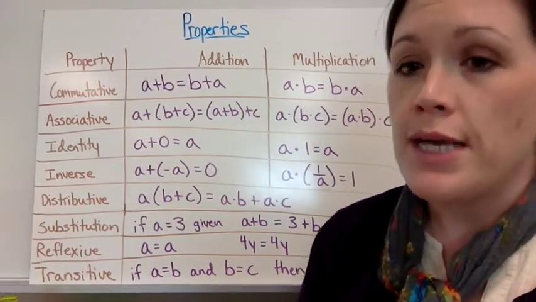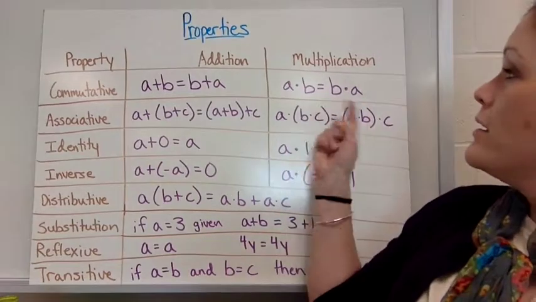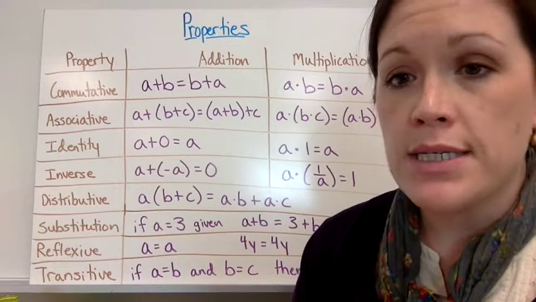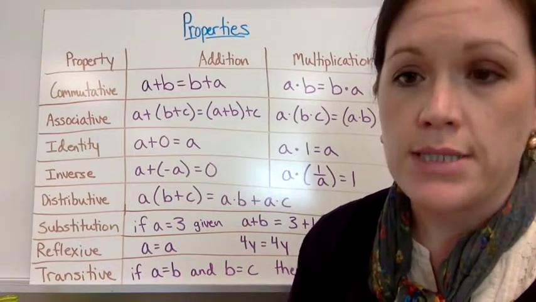The same goes for multiplication. If we have a times b or b times a, it wouldn't make a difference. Again, 2 times 3 is 6, and 3 times 2 is still 6.